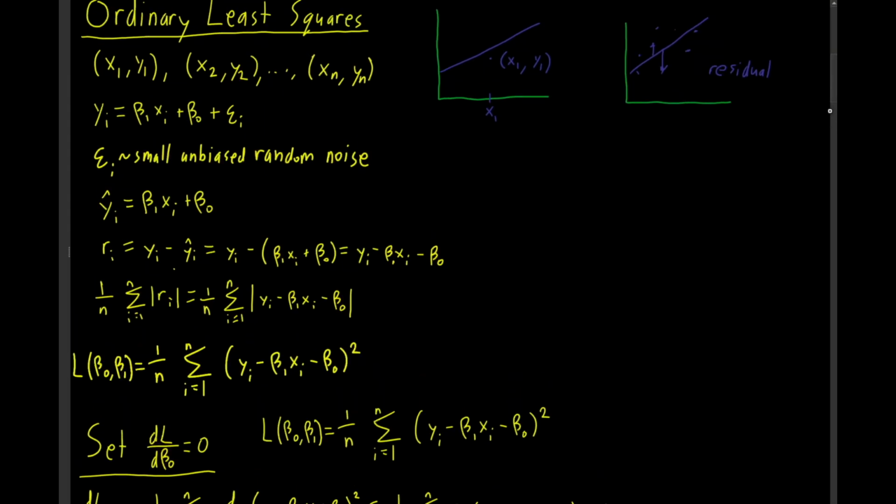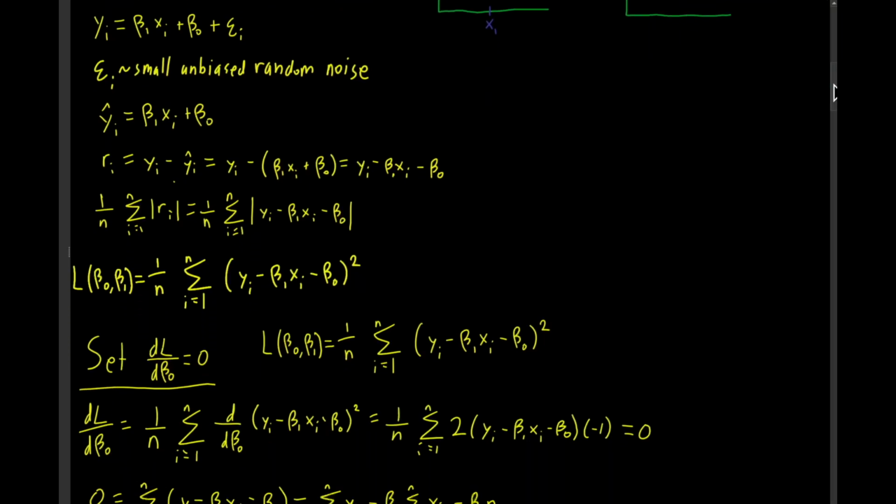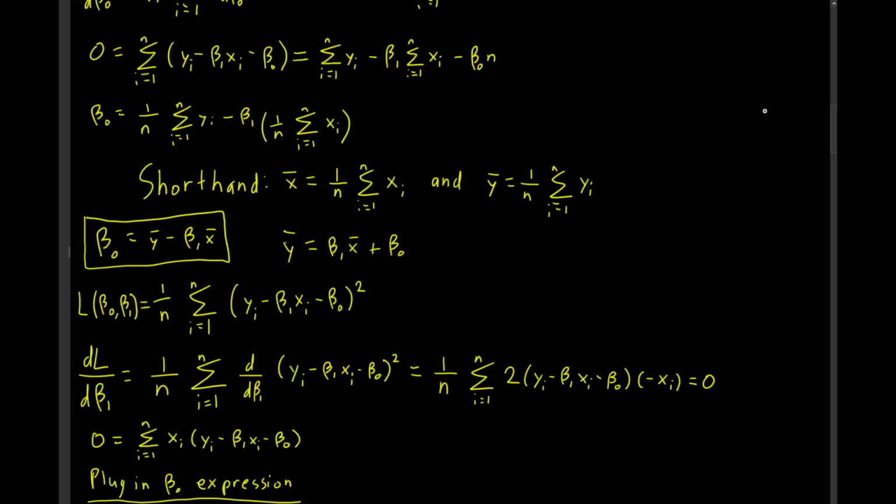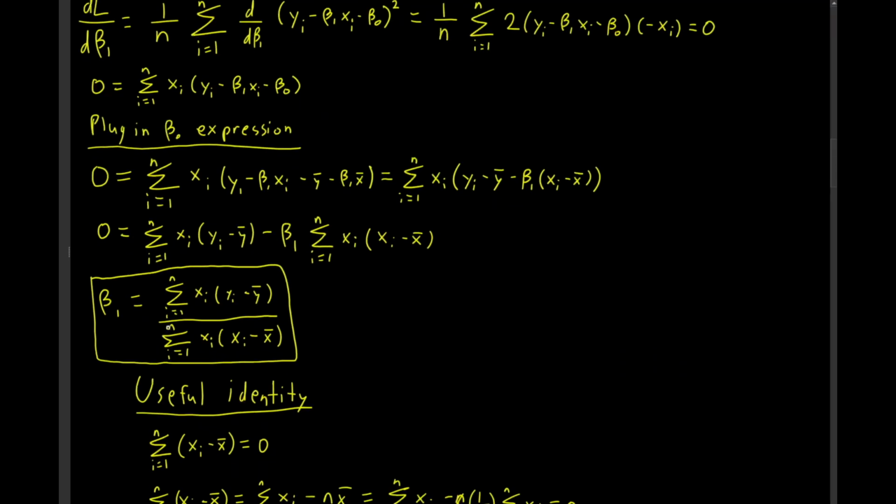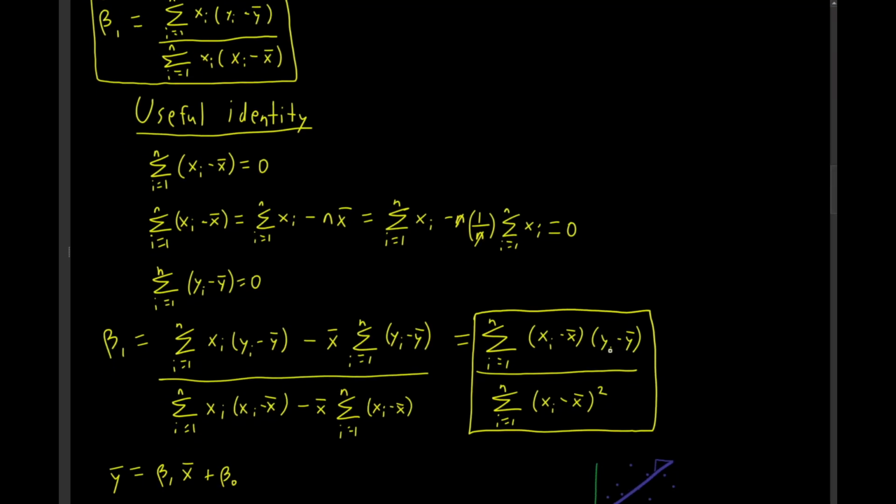Let's recap. We had a bunch of data, which we assumed came from a relationship yi equals beta 1 xi plus beta 0 plus epsilon i, where epsilon is a small unbiased noise for each sample. We tried to minimize a loss function, which was the average of the squares of the residuals, and in doing so ended up with the following formulas for beta 0 and beta 1. And we massaged the beta 1 formula into a more commonly seen and maybe more clean formula.